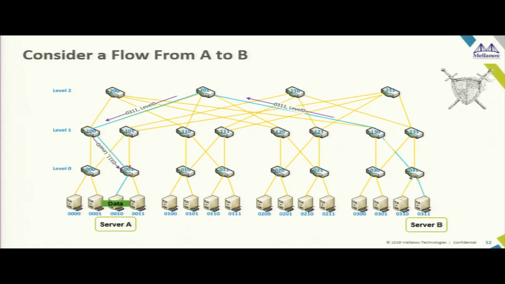But what about errors which got injected by maybe a bad link? Let's say server A wants to transmit data to server B. Okay? So this was the route. The data will go to the level 0 switch. It will go to the mid-level switch. It will go to the top level. Then it will come down, and it will go to server B.